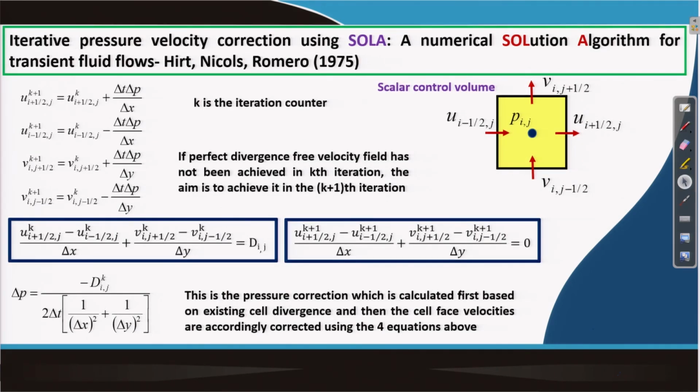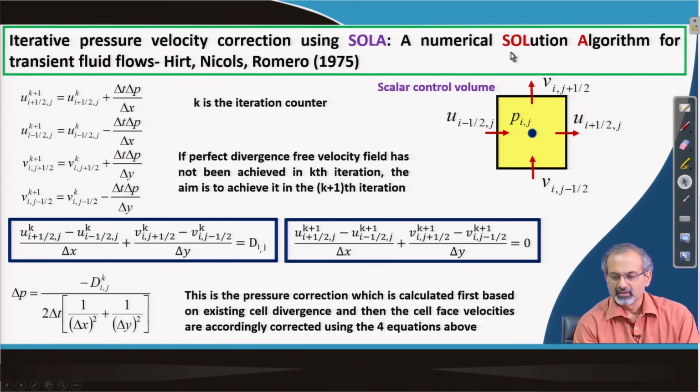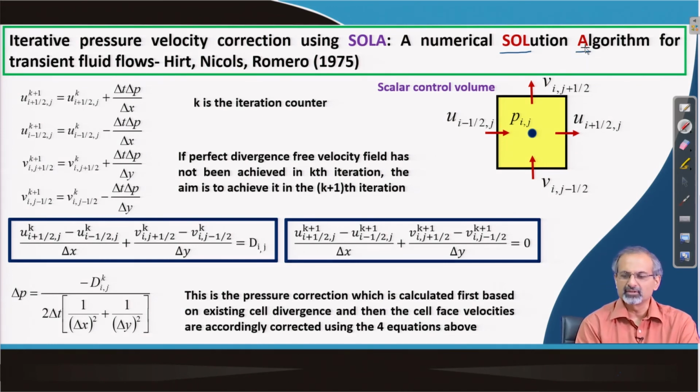We are also proposing another very elegant iterative pressure velocity correction using a scheme which is called the SOLA scheme. So, the full form of this scheme is a numerical solution algorithm for transient fluid flows, which was proposed by a few scientists headed by Hirt. And if you just pick up a few of those letters from the complete name of the algorithm, you actually come up with that abbreviation SOLA.